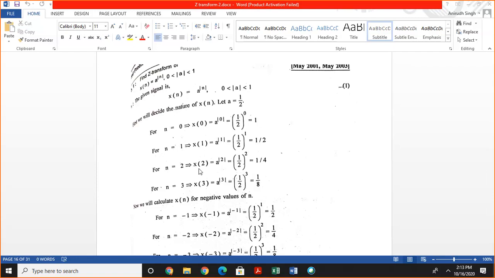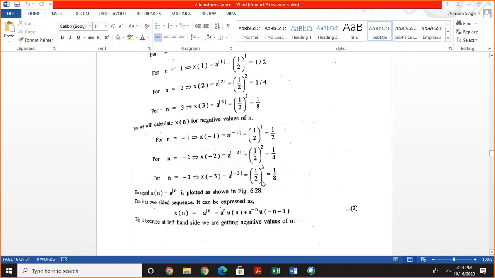For n equal to 2, we get the value of x of 2 is 1 by 4. Similarly, for n equal to 3, the value of x of 3 is 1 by 8. Then we calculate the value of x of n for negative values of n. When n is equal to minus 1, x of minus 1 is equal to a raised to the power absolute value of minus 1. The absolute value of minus 1 is 1 and the value of a is half. So we get x of minus 1 is half.